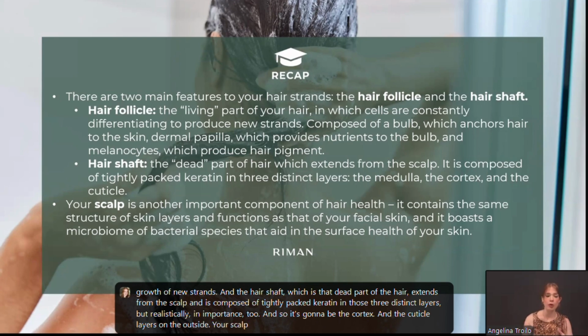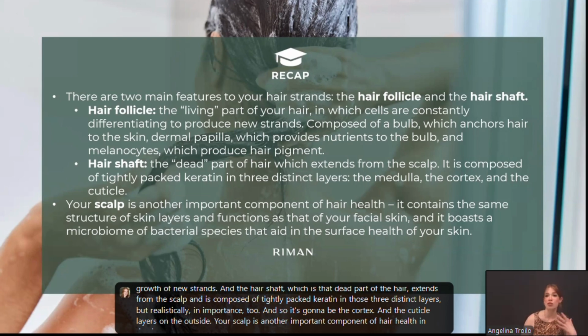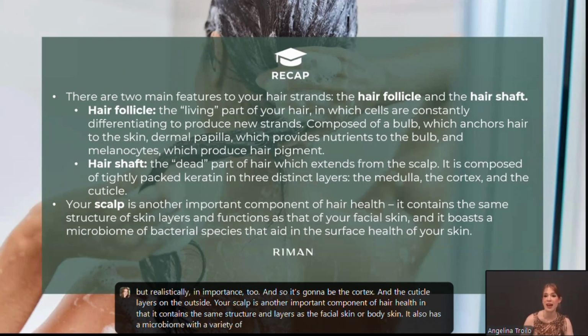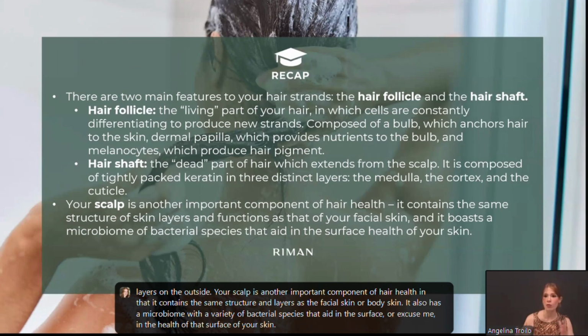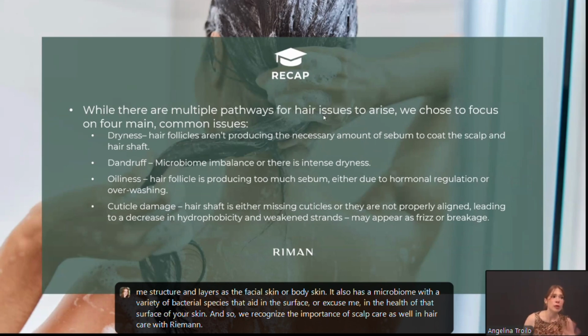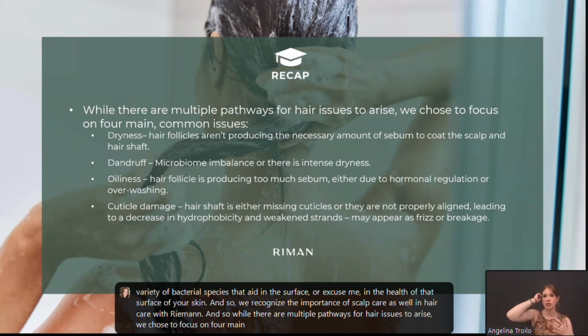Your scalp is another important component of hair health, and it contains the same structure and layers as facial skin or body skin. It also has a microbiome with a variety of bacterial species that aid in the health of that surface of your skin. And so we recognize the importance of scalp care as well in hair care with Riman. And so while there are multiple pathways for hair issues to arise, we chose to focus on four main common issues in our discussion today.